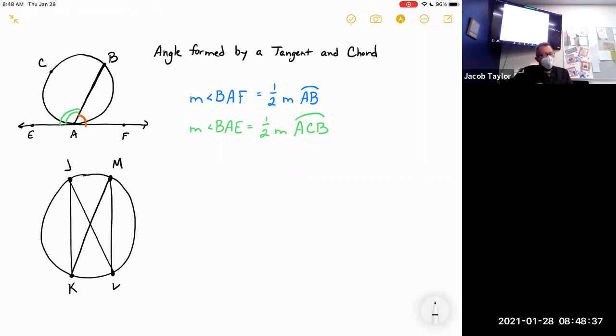Yes, the vertical angles would work, but I should have been more specific in my question. Which inscribed angles are congruent? Ellie is correct. There are two pairs of vertical angles here that are congruent. You're right. But I'm asking specifically, can you show any inscribed angles are congruent?